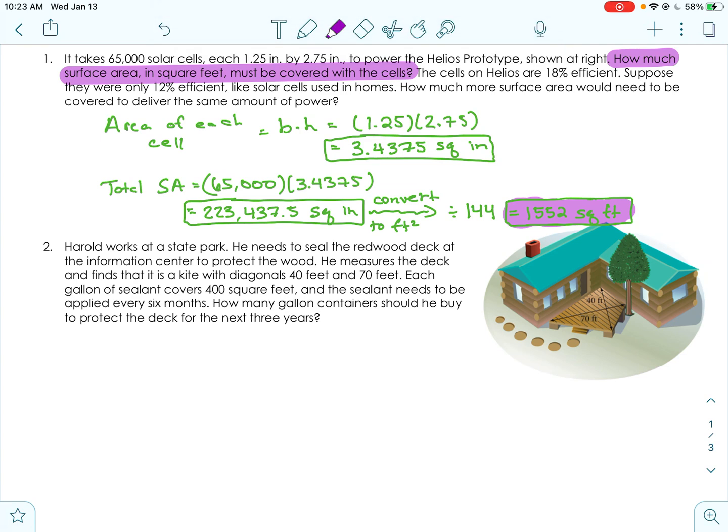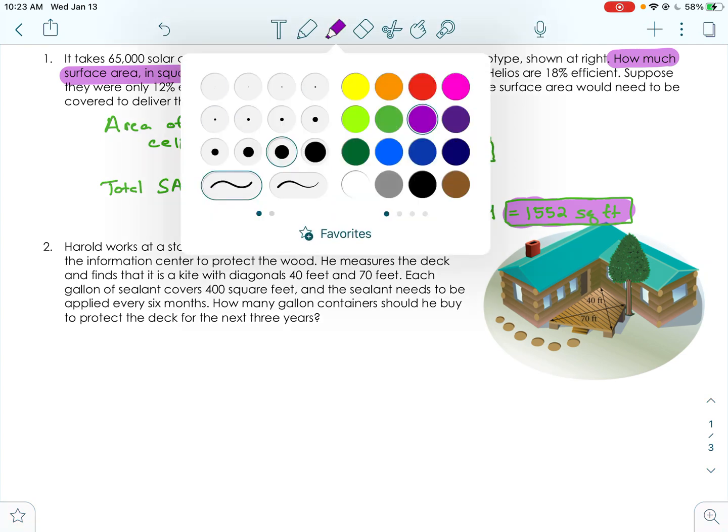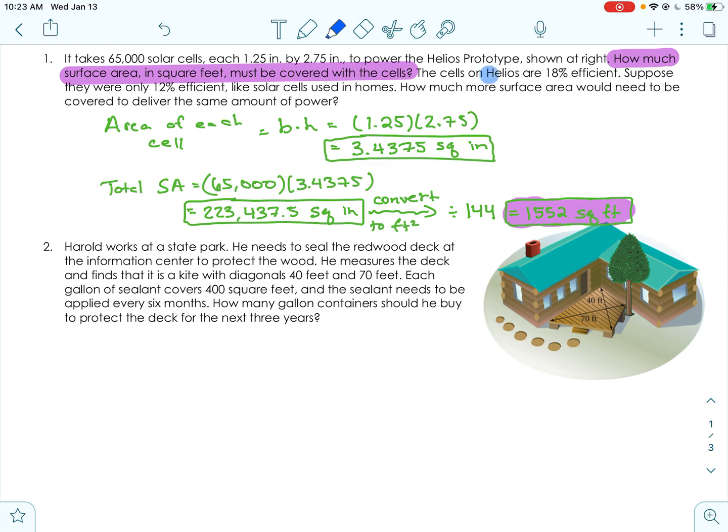Now, to answer the second question, which states the Helios cells are 18% efficient. Suppose they are only 12% efficient. How much more surface area would need to be covered to deliver the same amount of power? What you need to ask yourself is what the increase would be if we're at 12% and need to make the same amount of energy as if they're 18% efficient.